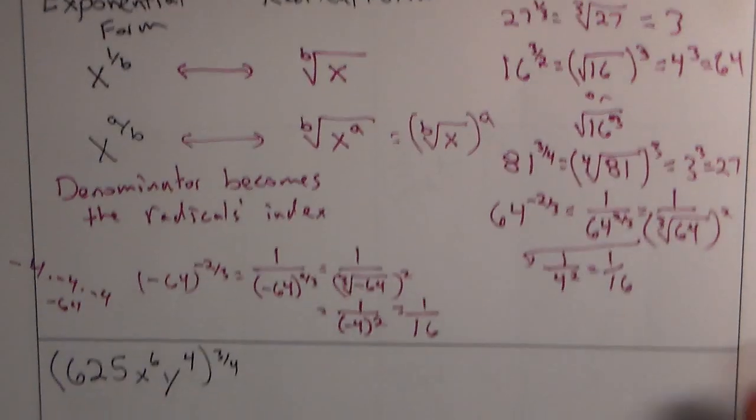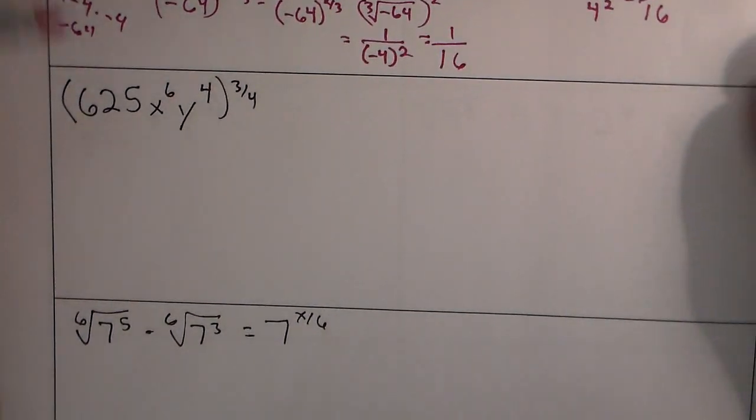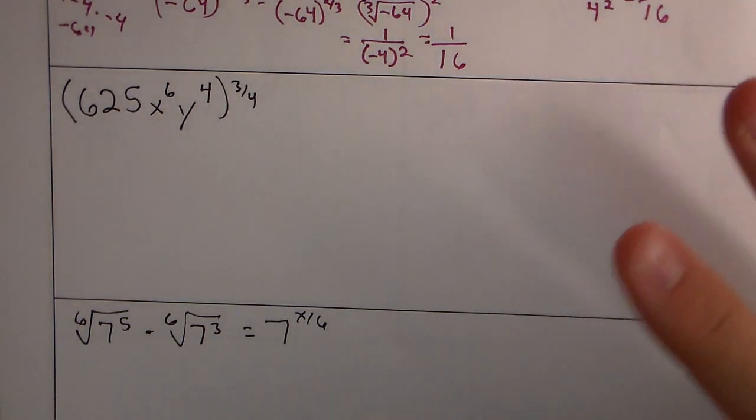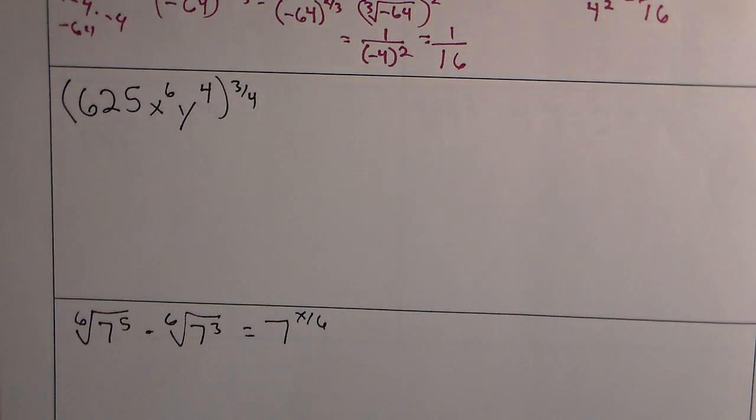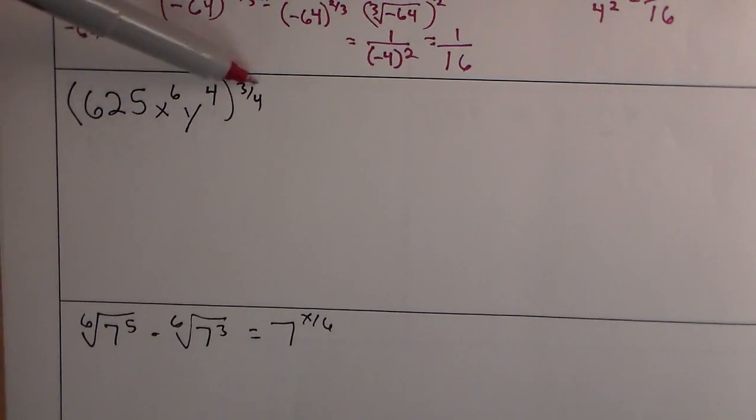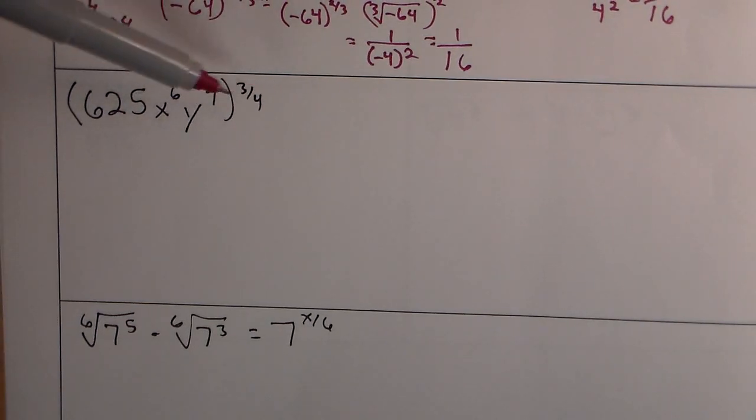So just some examples for what we're going to work on. So now we've got 625 x to the 6th, y to the 4th in the 3/4 power. You could go in and distribute in, multiply all of them in, but then you have a likelihood of having 625 to the 3/4, x to the 6 times 3/4, and y to the 4 times 3/4.